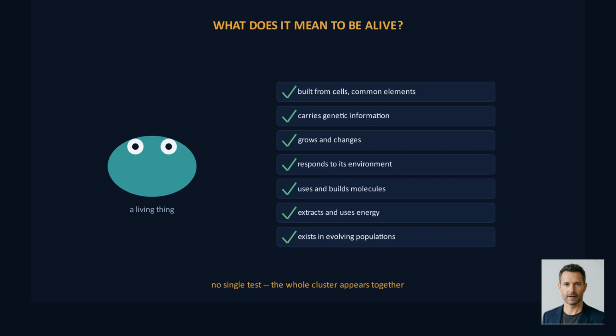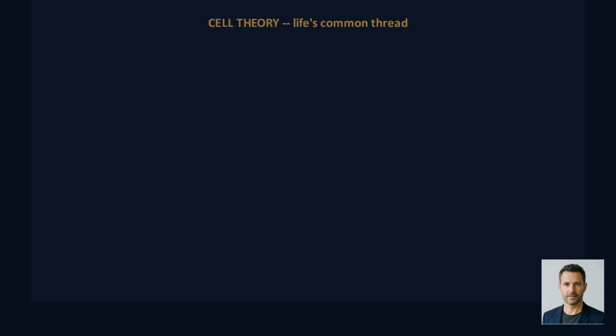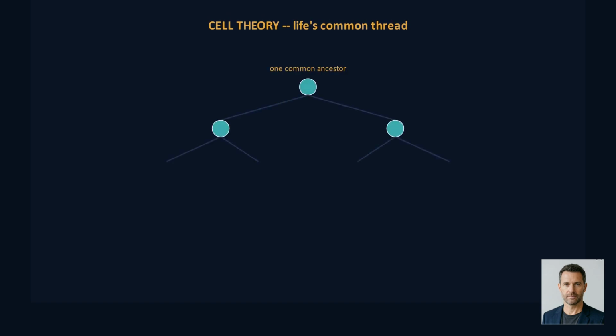And crucially, life does not exist as lone individuals, it exists in populations that can evolve across generations. No single item on that list is enough on its own. It is the whole package, appearing together, that marks the boundary between a frog and a stone. Notice that cells kept appearing in that definition.